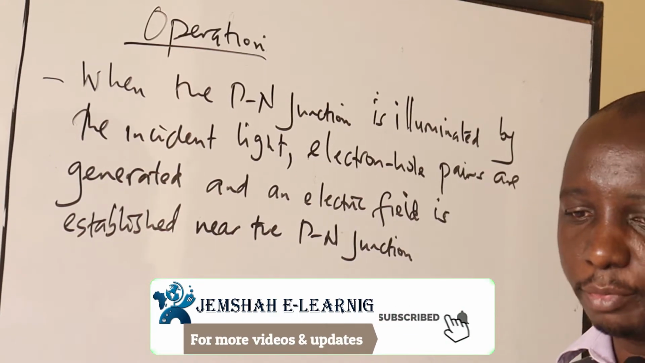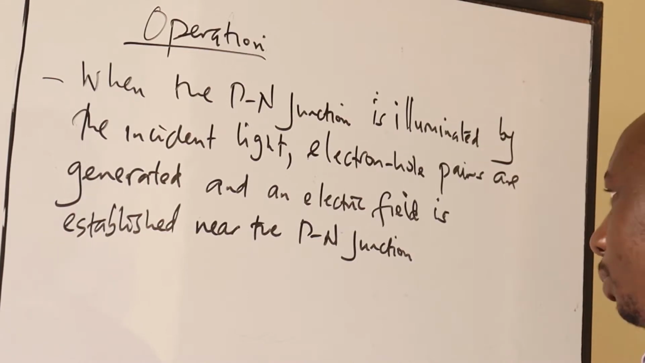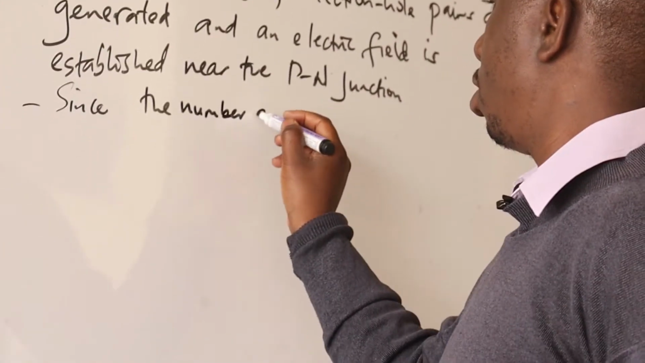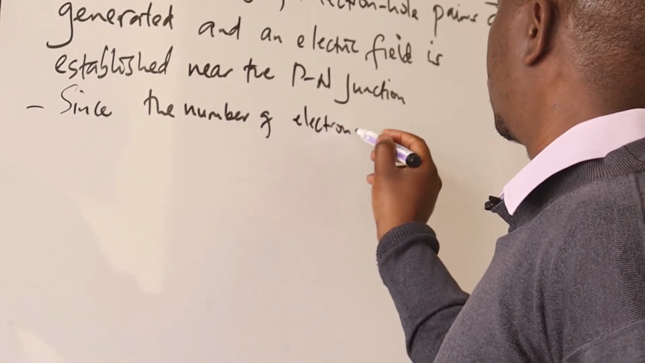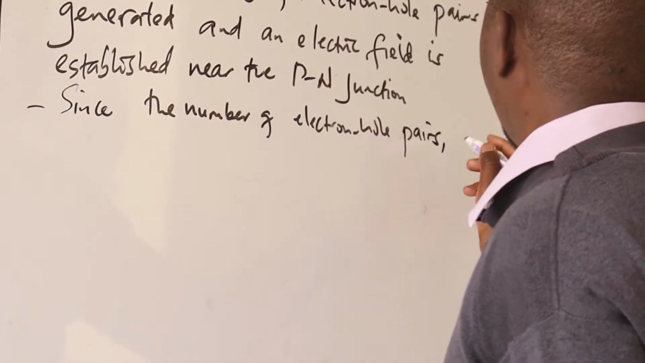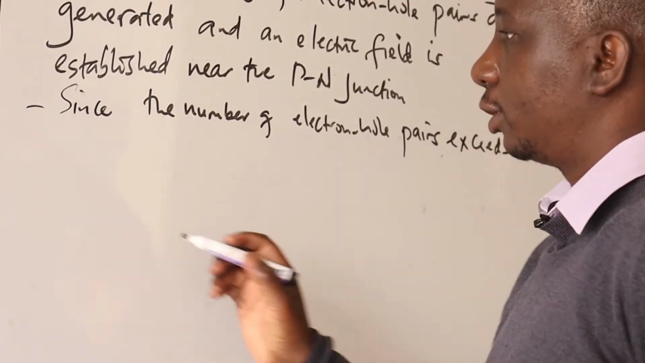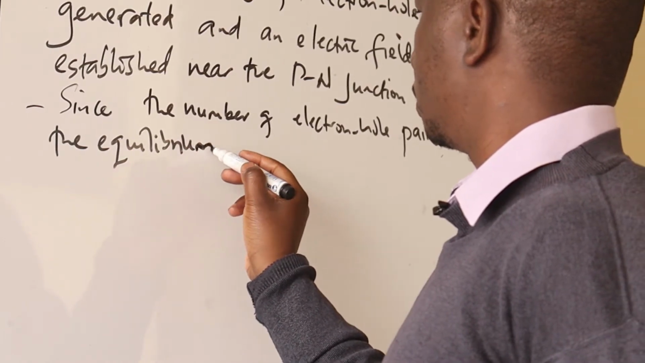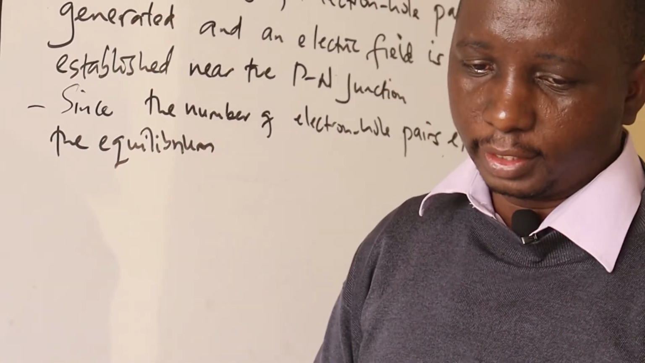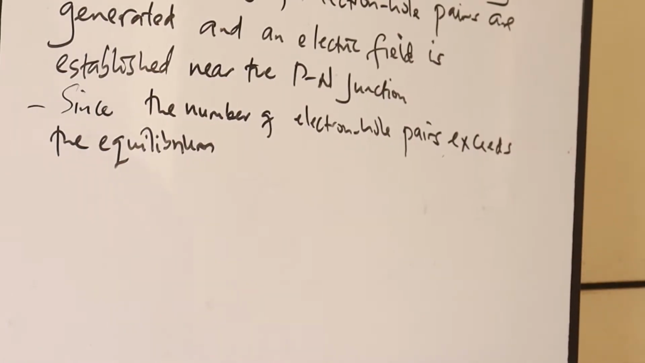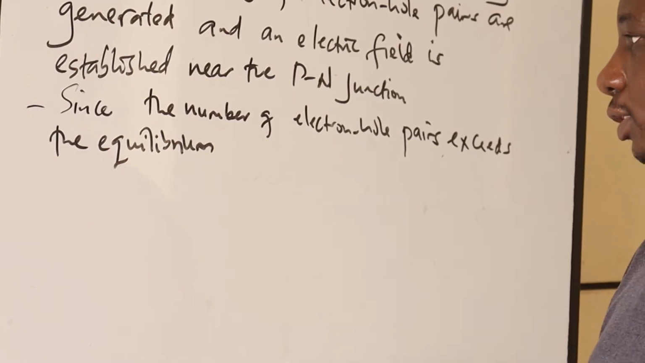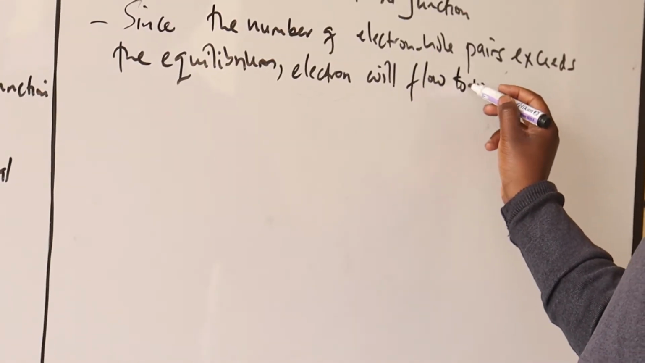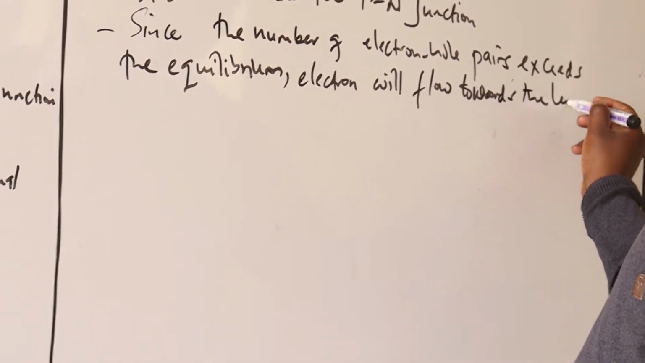These electron hole pairs are normally positive and negative ions that we have. Since the number of electron hole pairs exceeds the equilibrium required for balance, then electrons will flow, or the electric field, electrons will flow towards the terminals.